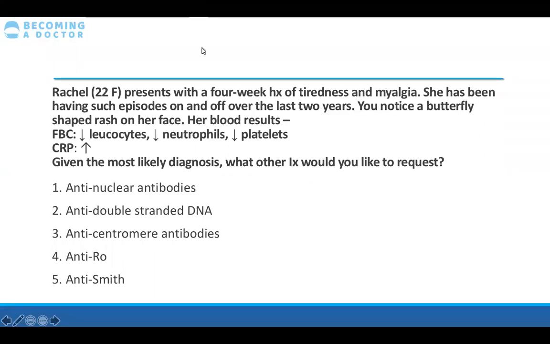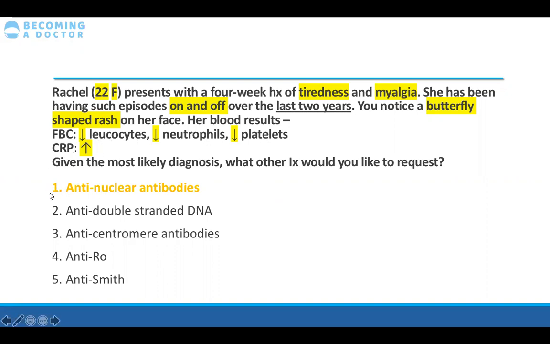Sorry, just give me a minute. Here we go. So things that point to lupus are her age, the fact that she's female, and symptoms which are pretty vague, tiredness and myalgia, which could be due to a lot of things. But then the butterfly-shaped rash is characteristic of lupus. Decreased bloods and increased CRP again point towards lupus.